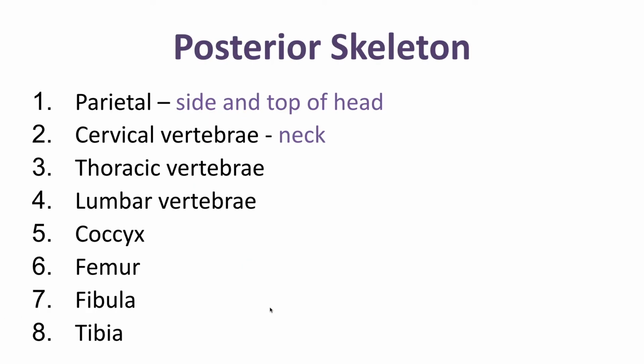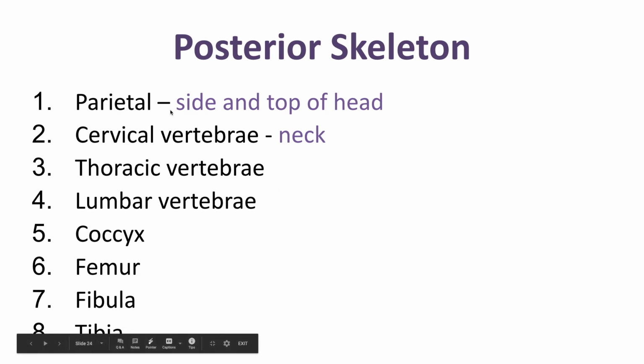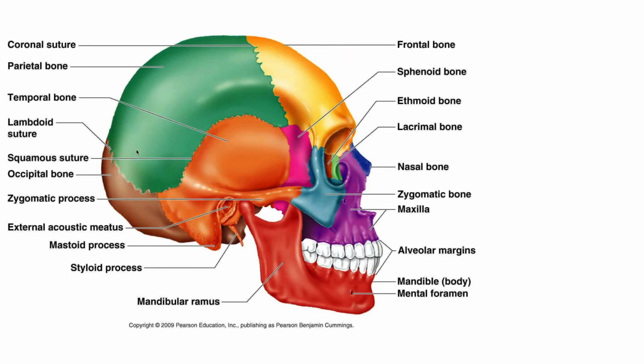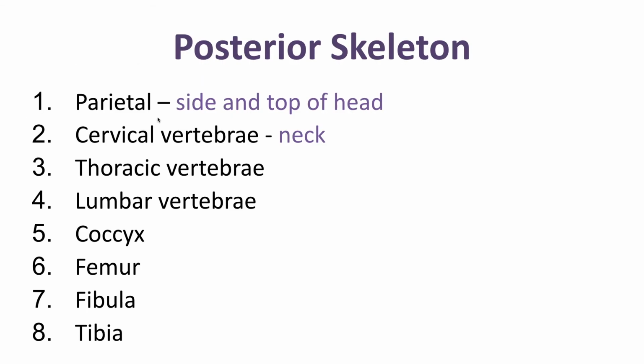And now when we get to the posterior skeleton, we're going to see that you're going to be able to identify the parietal side and top of the head. And we'll have a cranial version here. That parietal bone being sort of the sides and, again, the top of your head. Your cervical vertebrae, or your neck, as opposed to your thoracic and your lumbar vertebrae. This is your back, and this is sort of your upper back, and this is your lower back, and this is your neck vertebrae. Your coccyx, which, like we said before, is your tailbone.